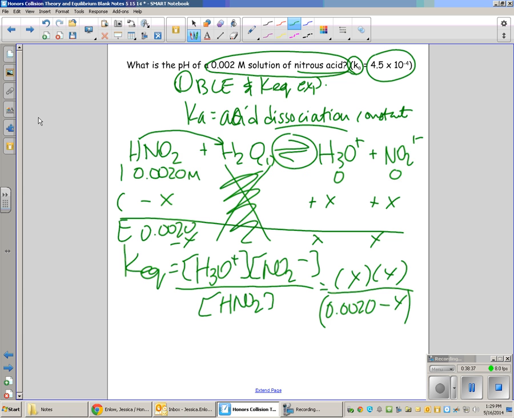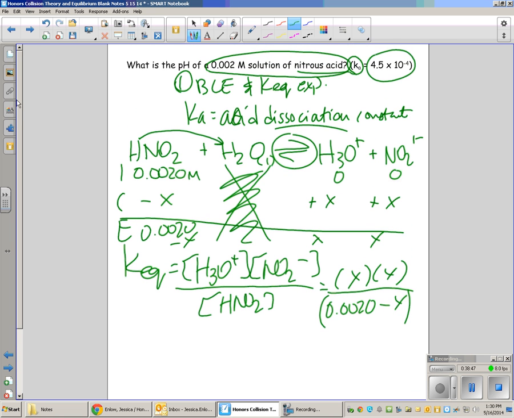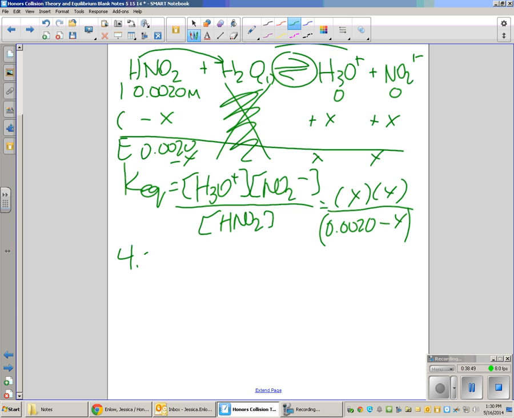That looks like it's going to be quadratic. I'm feeling it. So if I simplify this a little bit more, Keq, which was, what was Keq again? 4.5 times 10 to the negative 4th, is equal to x squared in the numerator over 0.0020 minus x. Ooh, I don't like that. What would you guys want to try? But then I gotta set it equal to x squared, and then it's the quadratic formula.